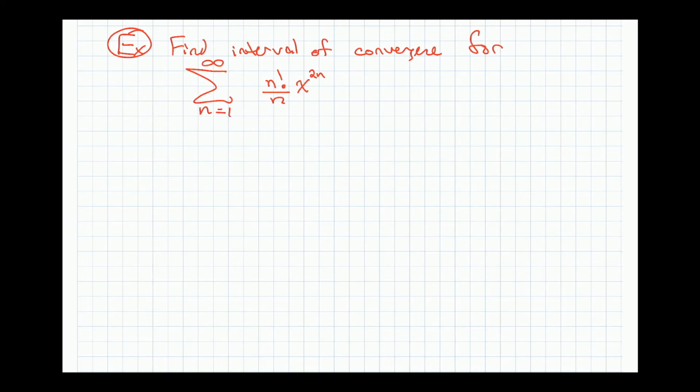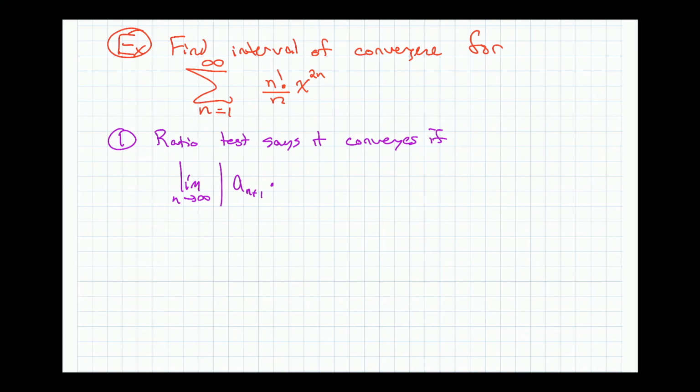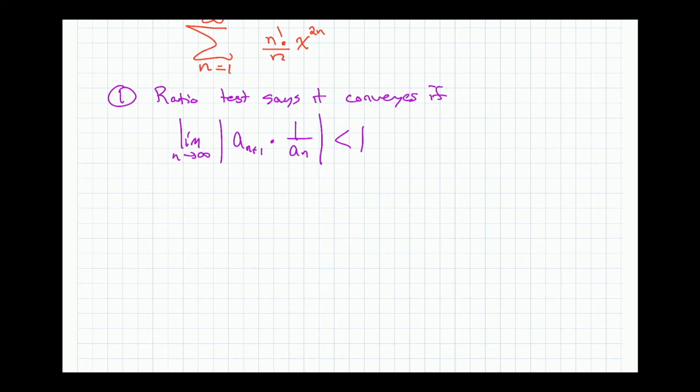Now we go through the same steps as we did for the previous problem. First, we know the ratio test says it converges if the limit as n goes to infinity of a sub n plus 1 times 1 over a sub n, right? I'm writing it the way I'm actually going to write it. If that limit is less than 1, it converges.